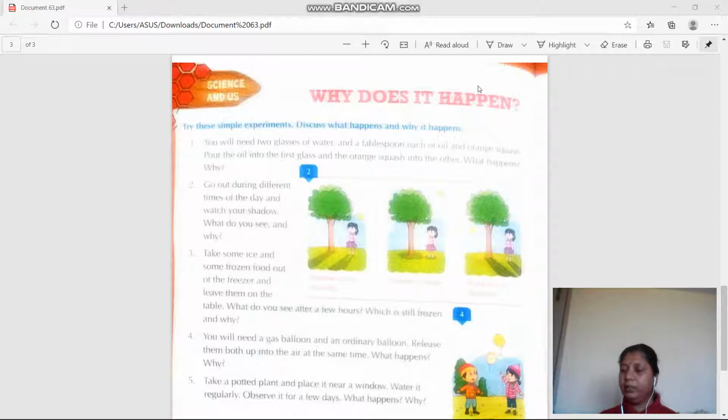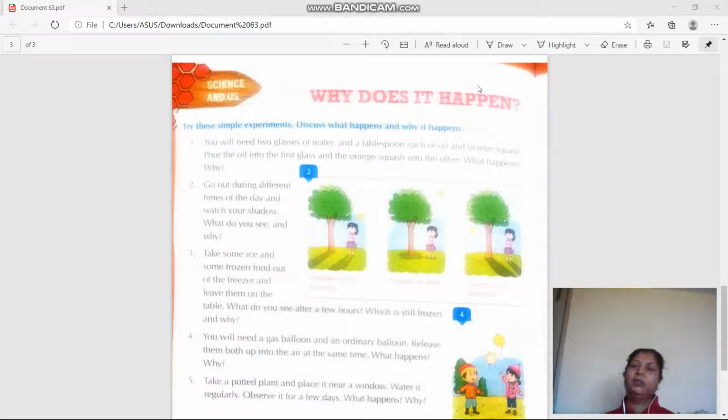During the different times of the day... First of all, can anyone tell me what is a shadow? A shadow is a dark area where the light from the light source is blocked by an opaque object. Is it right? Everyone knows now about opaque and luminous objects. Transparent, translucent, do you know about these words?